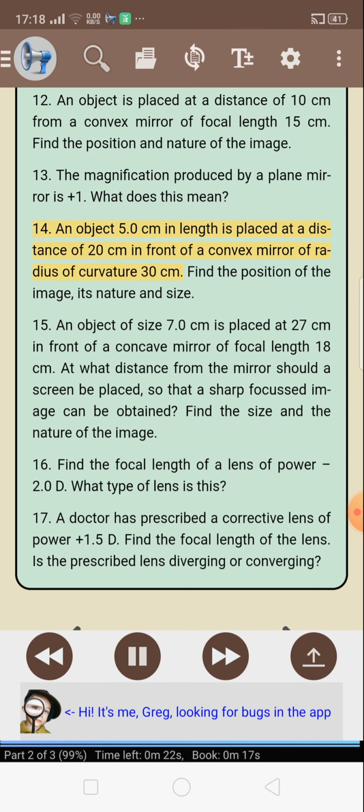14. An object 5.0 centimeters in length is placed at a distance of 20 centimeters in front of a convex mirror of radius of curvature 30 centimeters. Find the position of the image, its nature and size.